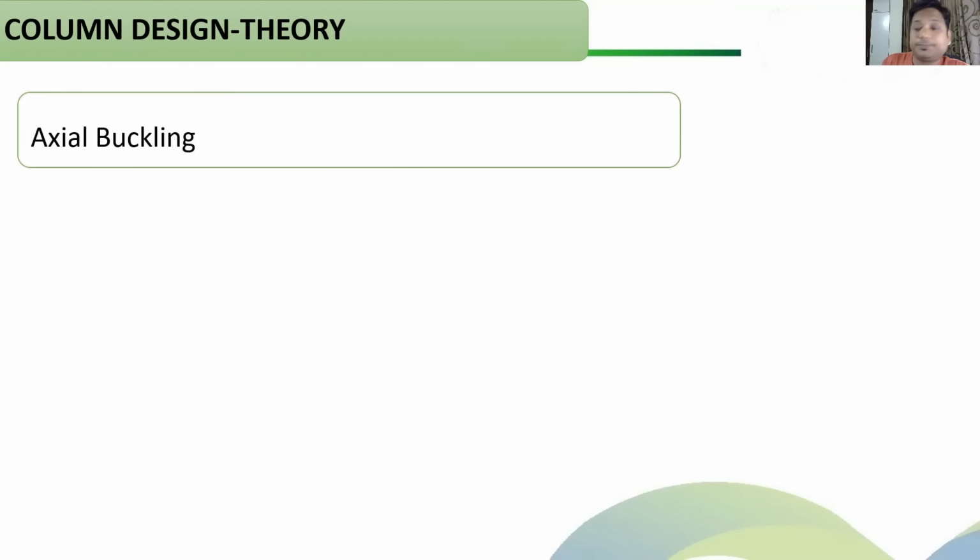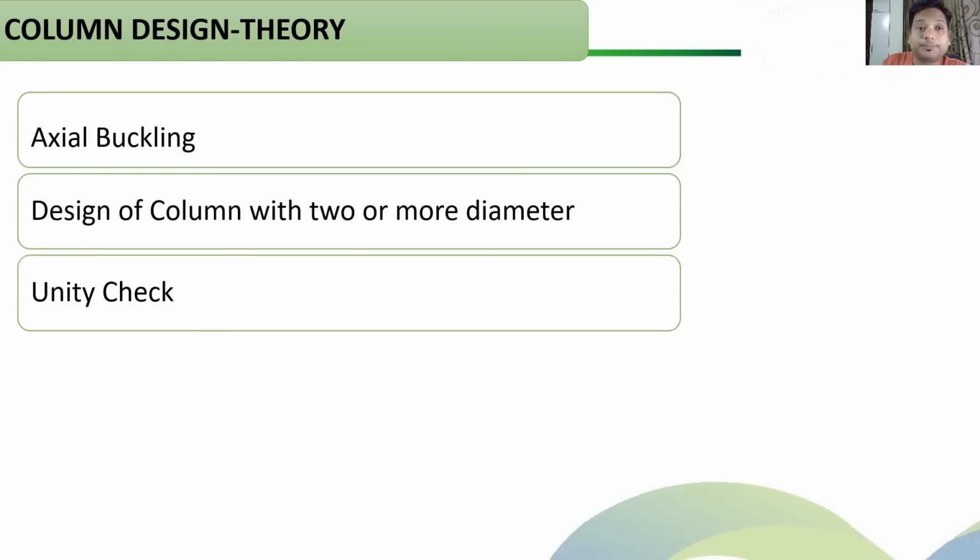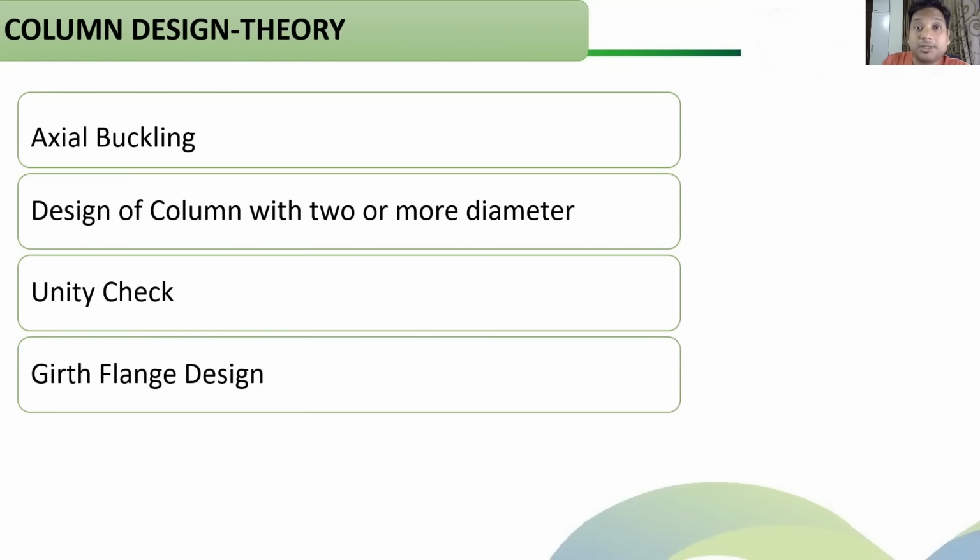Then we'll see axial buckling of a column. We'll see design of columns with two or more diameters. Many times, like we saw in the earlier figure, the column has two different diameters. So we are going to see the design of those kinds of columns also, and what additional things we need to perform. Then we'll see unity check calculation for a column, and girth flange design, the flange which comes between the two shells of a column. Whatever the reason, maybe they want to separate the columns. If a girth flange is coming in between, what additionally do we have to perform? What kind of additional data do we need to add for flange design?